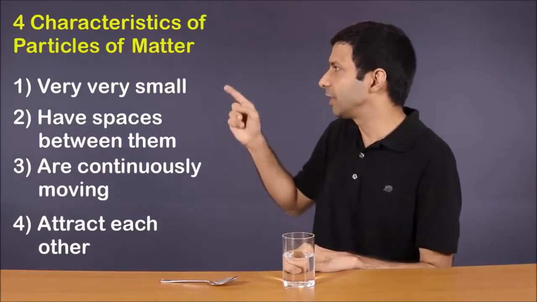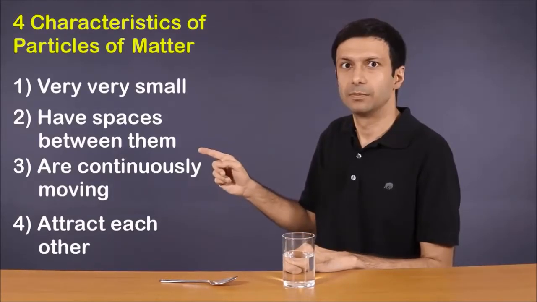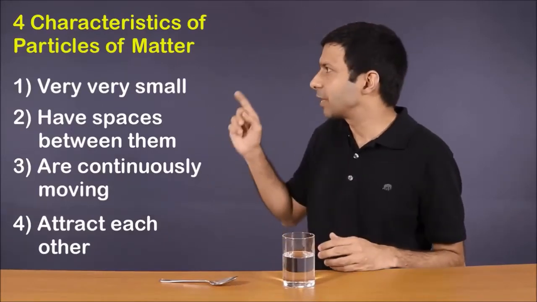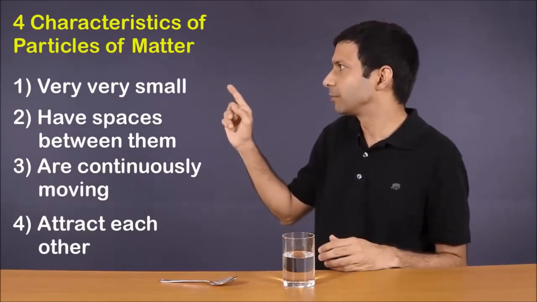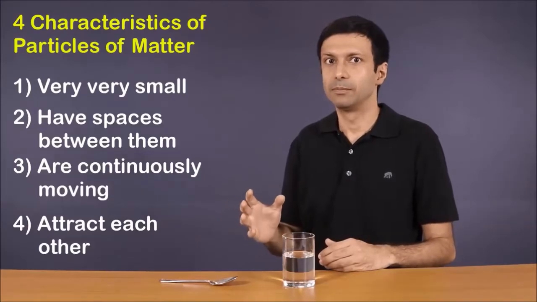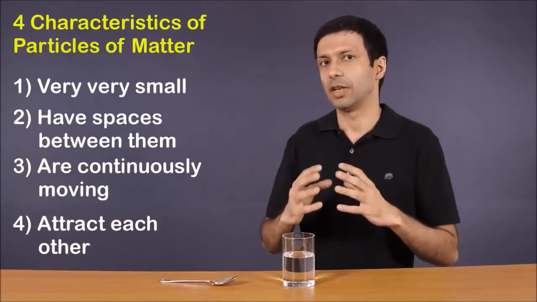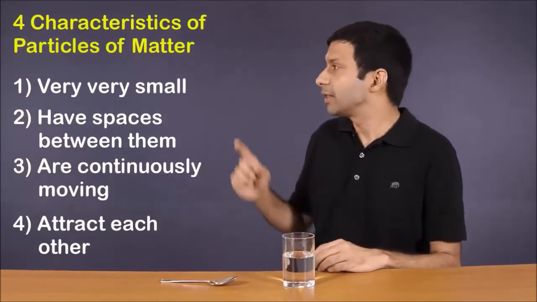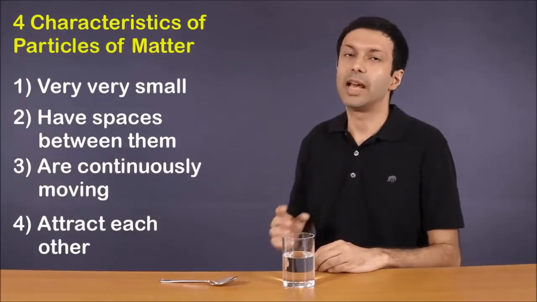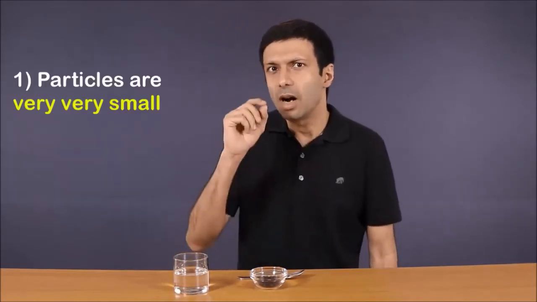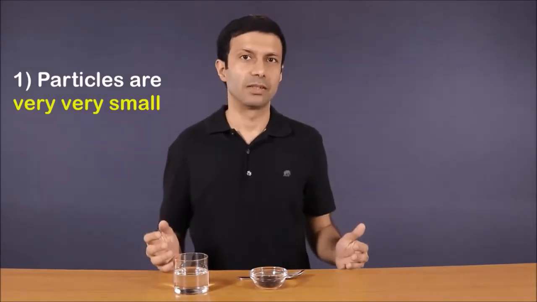In this video, we are going to be discussing these 4 characteristics of particles of matter, which are: particles of matter are very small. They have spaces between them. They are continuously moving and they attract each other. We are going to understand each characteristic with the help of experiments. Let's look at the first characteristic. Particles of matter are very small. Let's try an experiment to prove this.